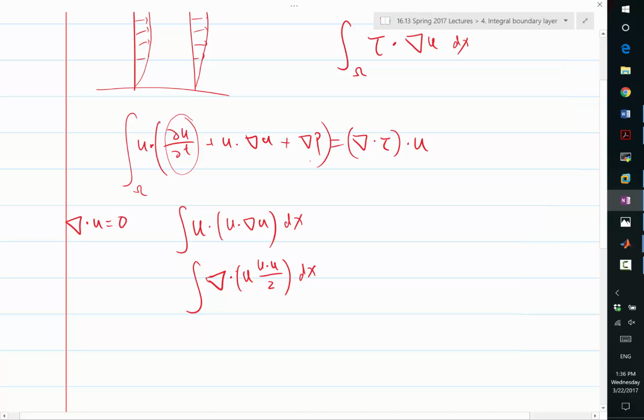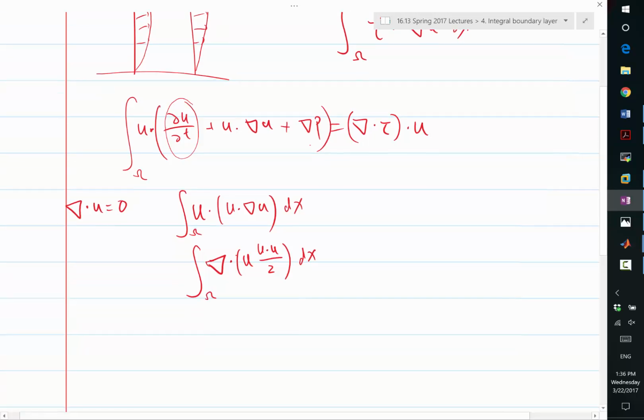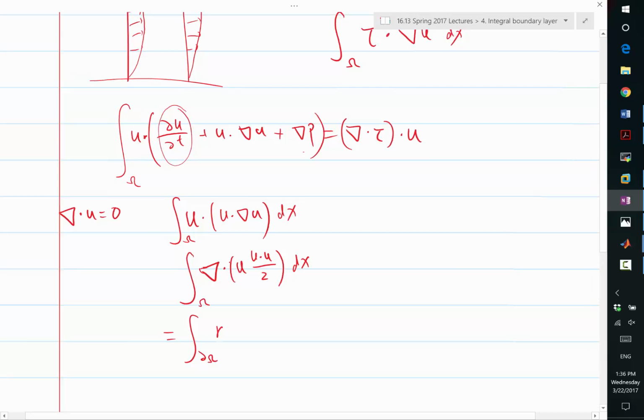So this term can be viewed as a flux of kinetic energy. So this integrated over the whole volume is equal to integration over the surface of the volume, n dot u times half of u dot u ds, right? So this is the flux of kinetic energy through the surface.